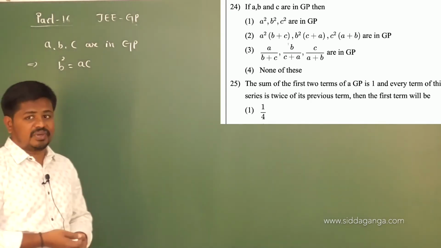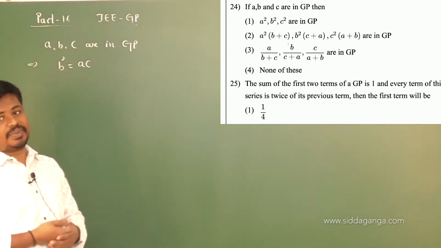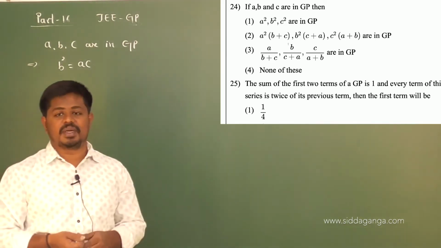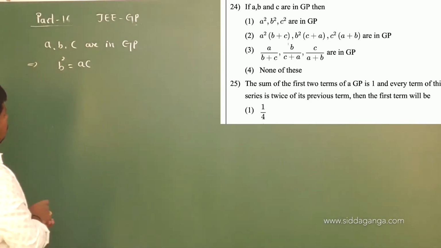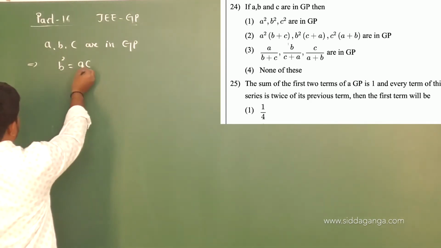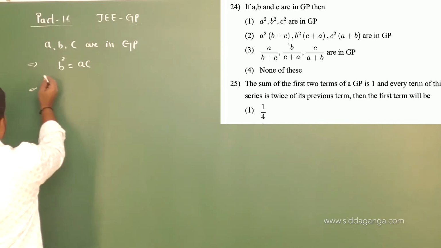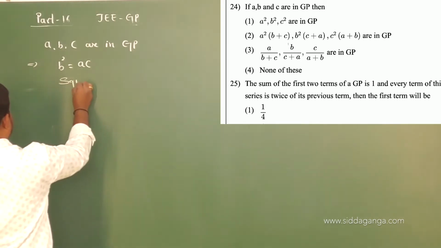Here also in the first option we have a^2, b^2, c^2 are in GP. So here we have the relation b^2 is equal to ac. Let me square on both sides. Squaring on both sides.